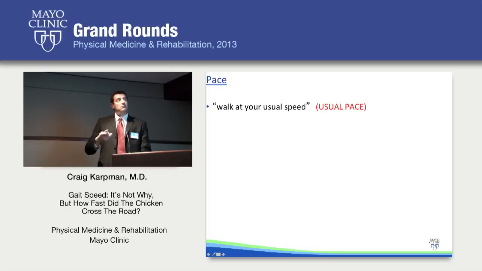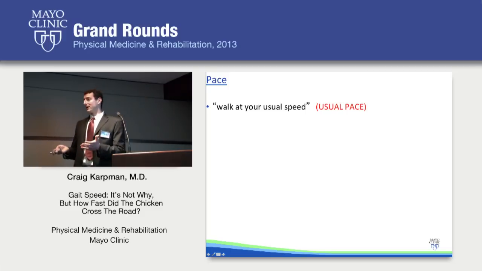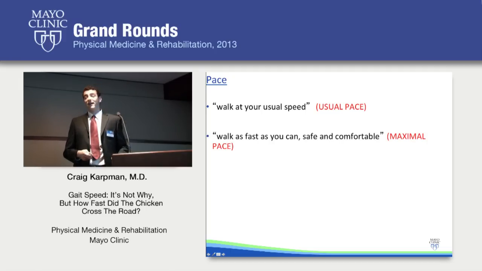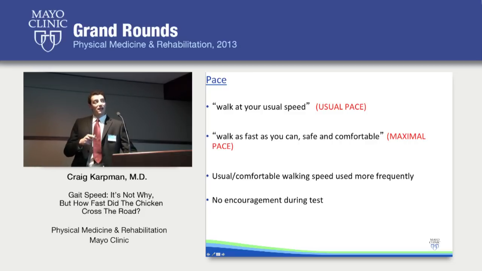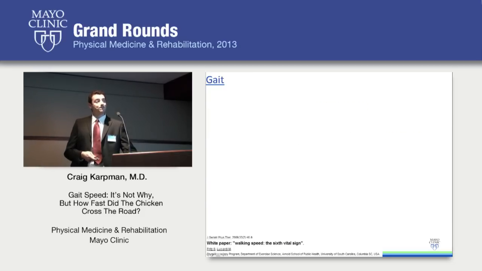So the other factor is really how you instruct the patient to walk. So you can tell them to walk at a comfortable natural pace, so that would be the usual pace there. You can ask them to walk as fast as they can, safely, and that would be the maximal pace. More frequently, studies have used the usual or comfortable pace, and typically encouragement really isn't provided during the test. It's a short, brief test. But again, there is variability there.